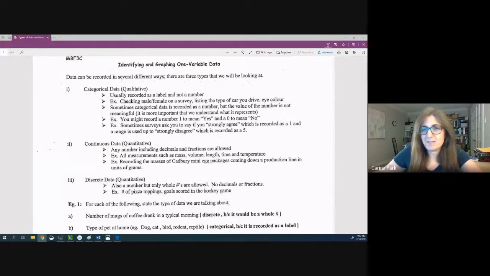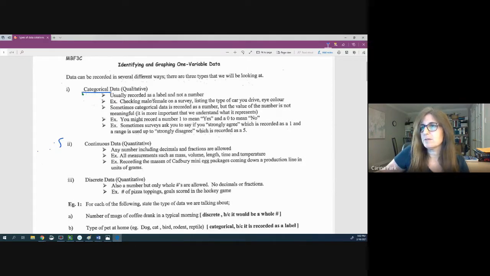This video is called Types of Data, and it's our first video for the statistics unit in our course. I'm presenting here one of the booklet pages that says identifying and graphing one variable data. We're going to start with two definitions. In our course, we're going to look at two types of data. The first one is called categorical, and the second one is called numerical.